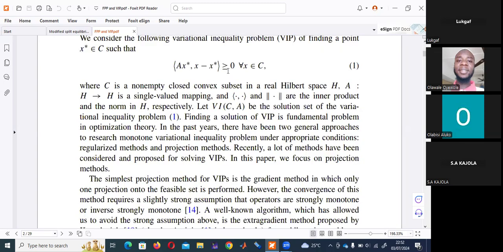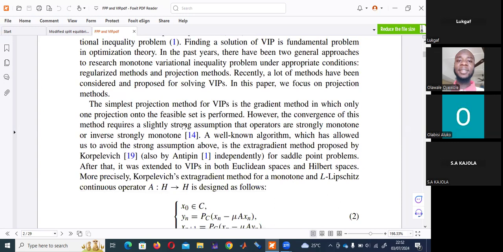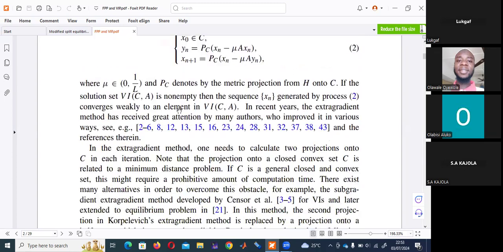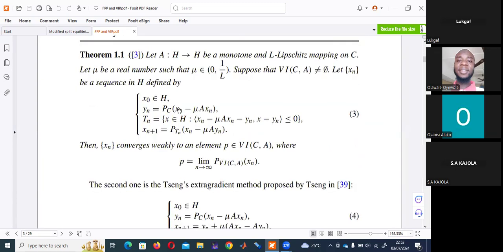This is the VIP. They've mentioned that the simplest projection method for this is one in which only one projection is performed. So that's the story we're already used to. You may want to go through it again to brush up on what we've learned.